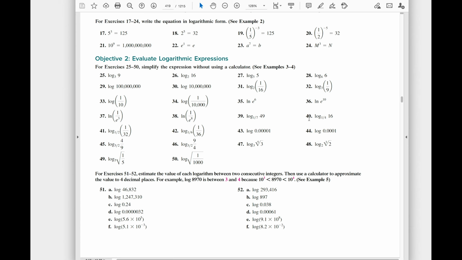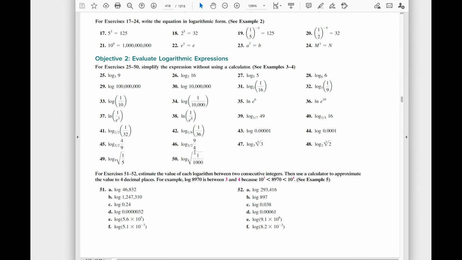So we did 32. Let's do something here. How about 48? Log base 2 of third root of 2. Maybe this is easy. Okay, I'll do it. Let me do something that happened before.